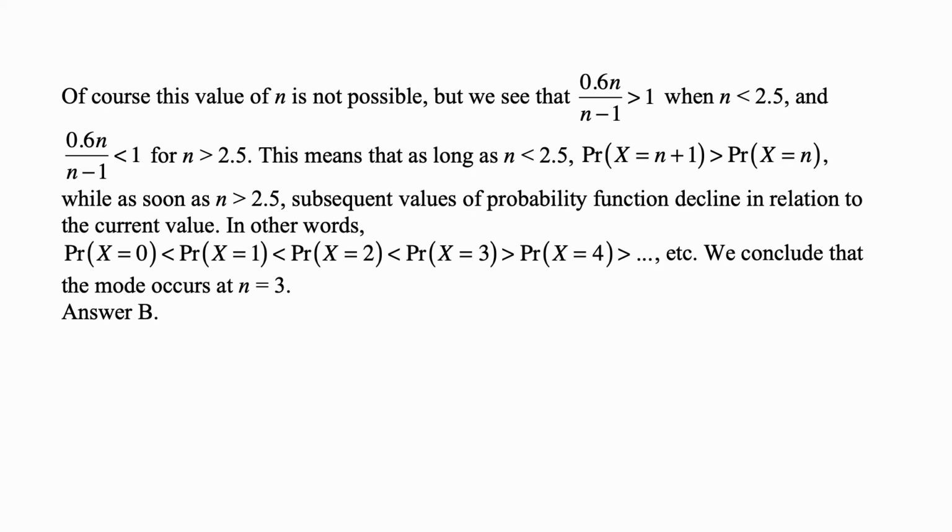In other words, probability of 0 is less than probability of 1, less than probability of 2, less than probability of 3, but that probability at x equal to 3 is greater than probability at x equal to 4, and so on. And so you see that the mode occurs at n equal to 3, because the probability at x equal to 3 is bigger than everything to the left of it and everything to the right of it. And that's answer B.